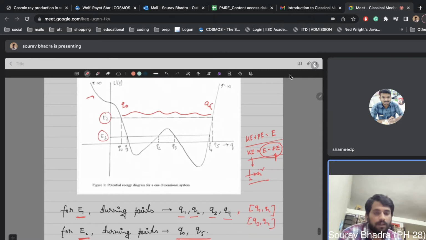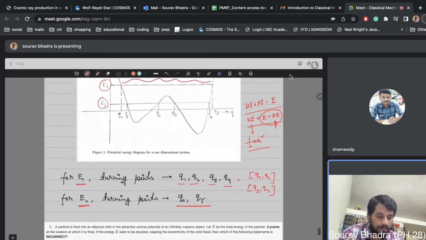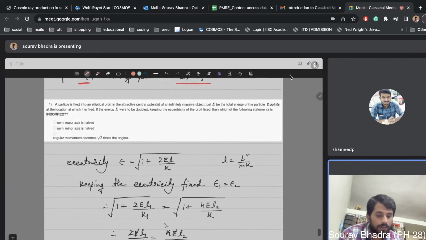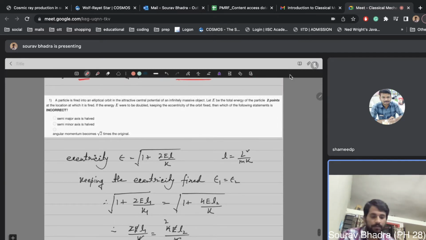Okay, now we will go to another problem from your assignments. It is a very interesting but small problem, and a good one. A particle is fired into an elliptical orbit in an attractive central potential of an infinitely massive object. Infinitely massive object means, as I have always said, that if you have m1 and m2 and m1 is infinitely massive, then your reduced mass can be replaced by m2 only, the mass of the particle. That's why it is given as an infinitely massive object.